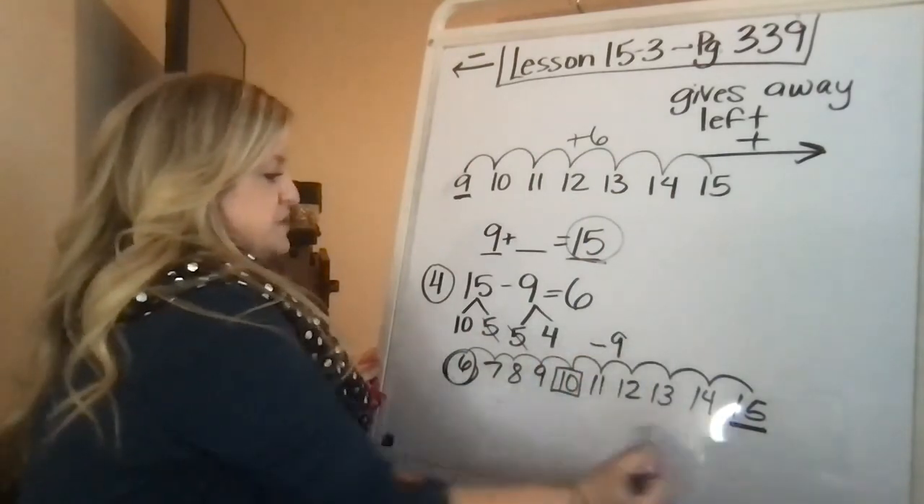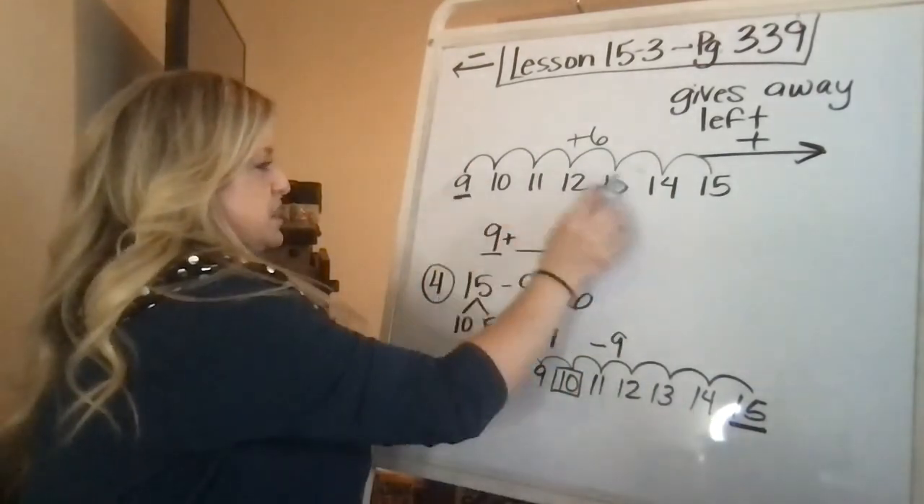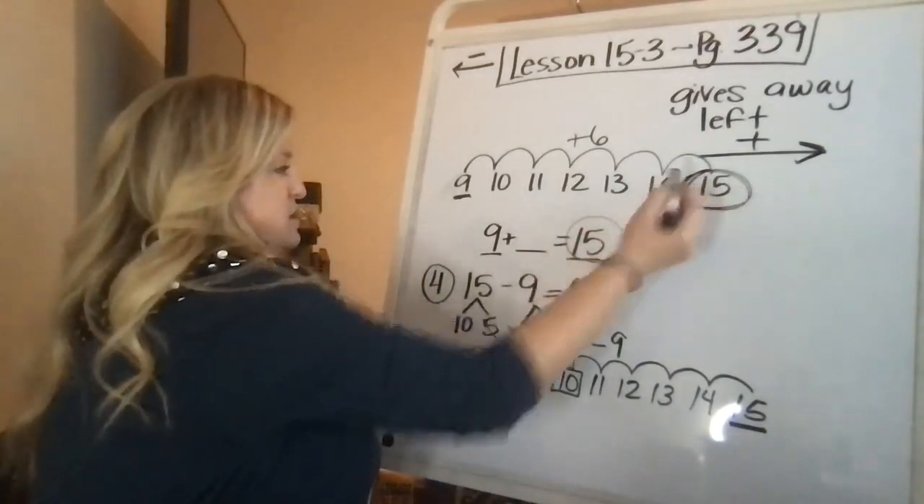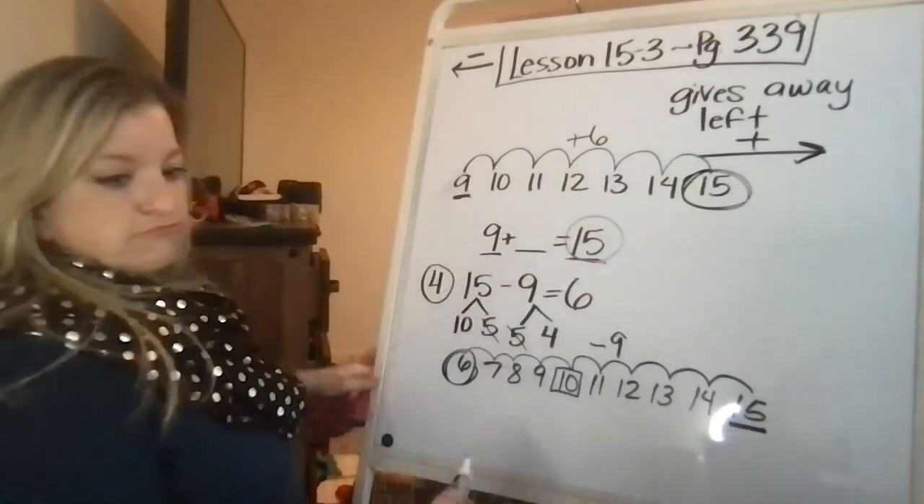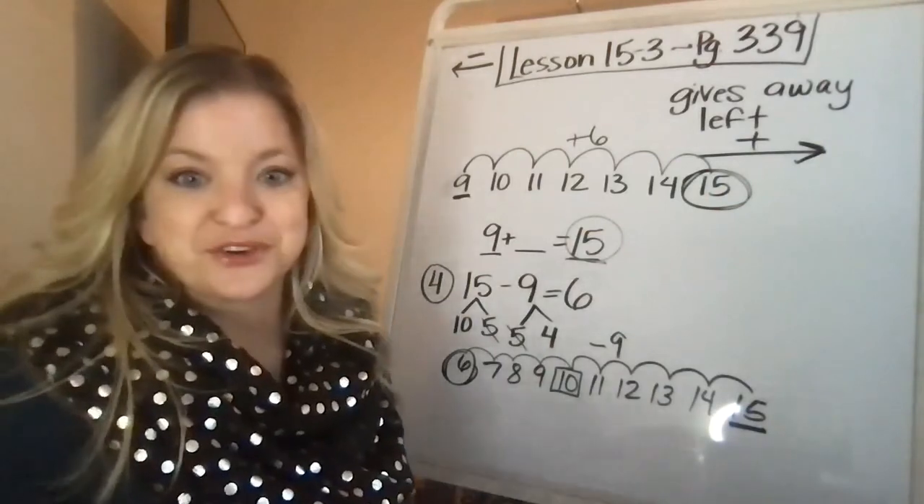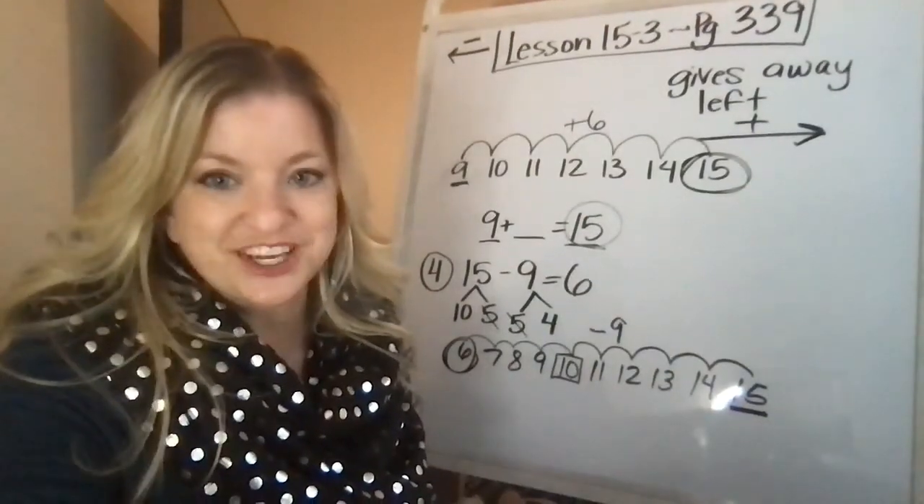Right, I started at 15. I worked my way back. Here I start at 9 and I add 6. I land on 15. Great job, boys and girls. Don't give up. I know this can be tricky, but you've got it.